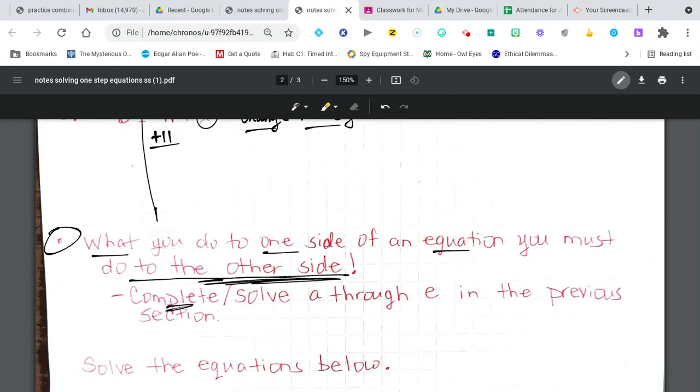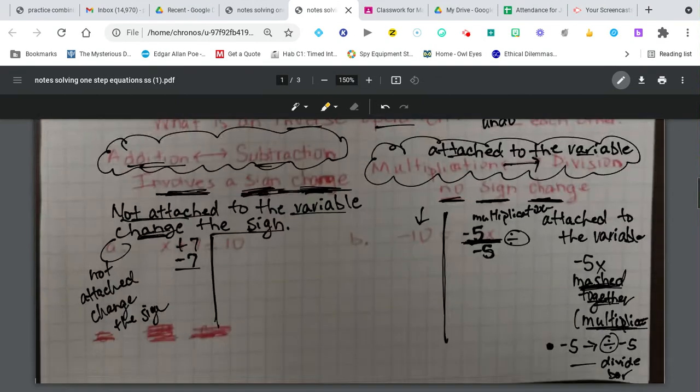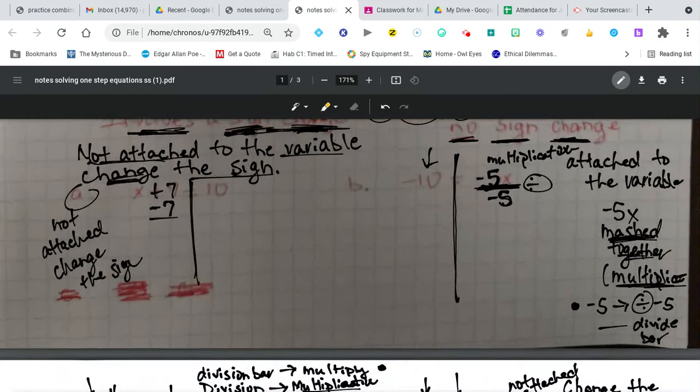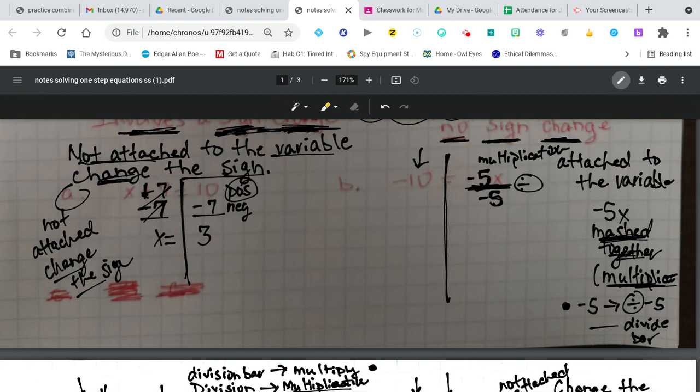So I'm going to go back and complete A through E. So let's go back up to A. To get rid of plus 7, since it wasn't attached, I changed the sign. But if I put -7 on the left, I got to cross the line and put -7 on the right. This is positive 10, and that's -7. The signs are different, so I subtract, and I have more positives. So my answer is 3. I know you know that 3 plus 7 is 10 anyway, but I need you to show your work.